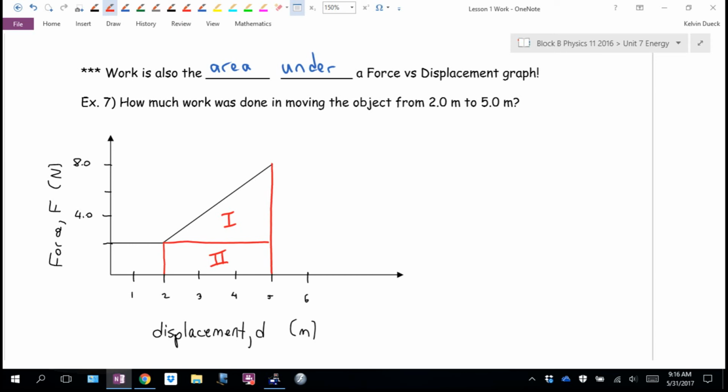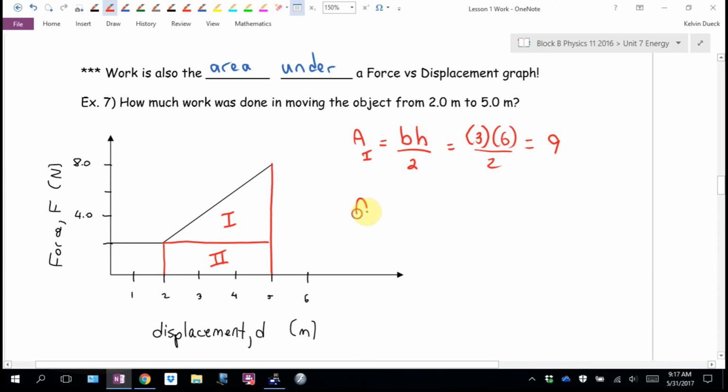So area 1 is going to be base times height divided by 2, because it's a triangle. What's the base of that triangle? Look at the graph and look at the numbers and figure it out. How long is the base? 3, right? From 2 to 5? What's the height of that triangle? Don't say 8, because it's not. 6. Right? Goes from 2 to 8? 3 times 6 is 18, divided by 2, which is 9.